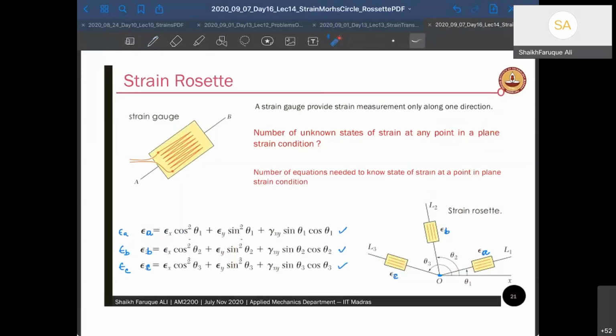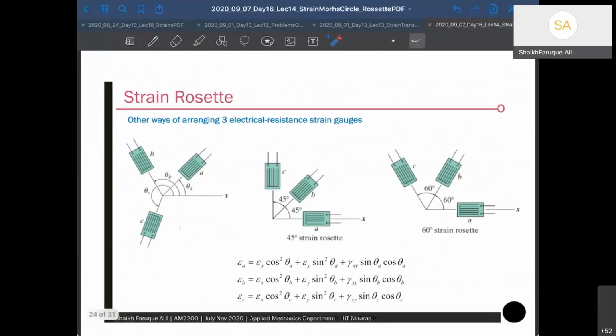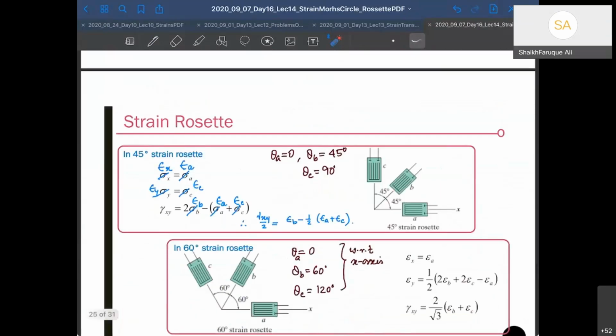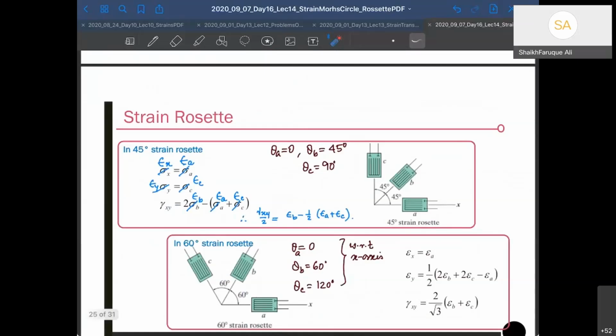Remember that you may not always paste them in the directions you wish, because the geometry may be very complicated, and in that case you cannot always get angles that are 45 degrees or 60 degrees. So you have to calculate this angle. So a general angle is theta A, theta B, and theta C, right? So this is called a 45-degree or rectangular rosette, and this is the 60-degree strain rosette. Now I can put these values of 45 into these equations and find the simpler relationship, right? So let's look at the 45-degree strain rosette. My angle theta A is 0. This is along the x-axis.